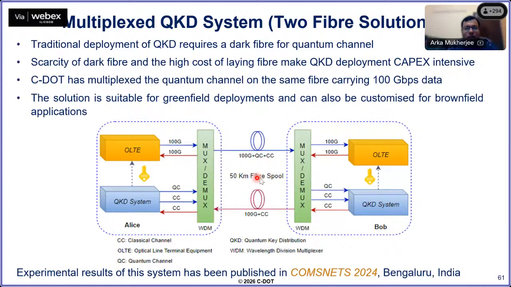We have done up to 50 kilometers, and we got some good QBER performance in this setup. In this setup, the basic challenge is the distance. Multiplexing saves your dark fiber cost, but the distance gets limited due to the noise. That noise is primarily from the signal leakage from the classical signal and the nonlinear effects like Raman scattering.